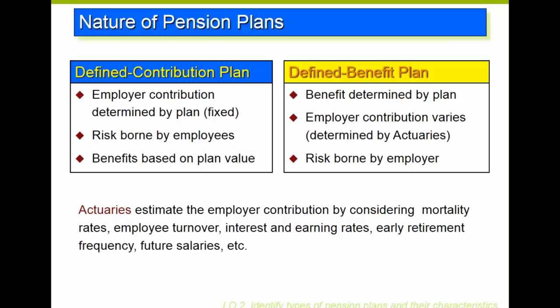You notice here at the bottom it talks about the actuarial estimates of the employee's contribution, what we consider as mortality rate, employee turnover, interest rates, earning rates, early retirement frequency. There's a lot of variables that come into play when the organization is actually defining what their liability is specifically related to these pension plans.